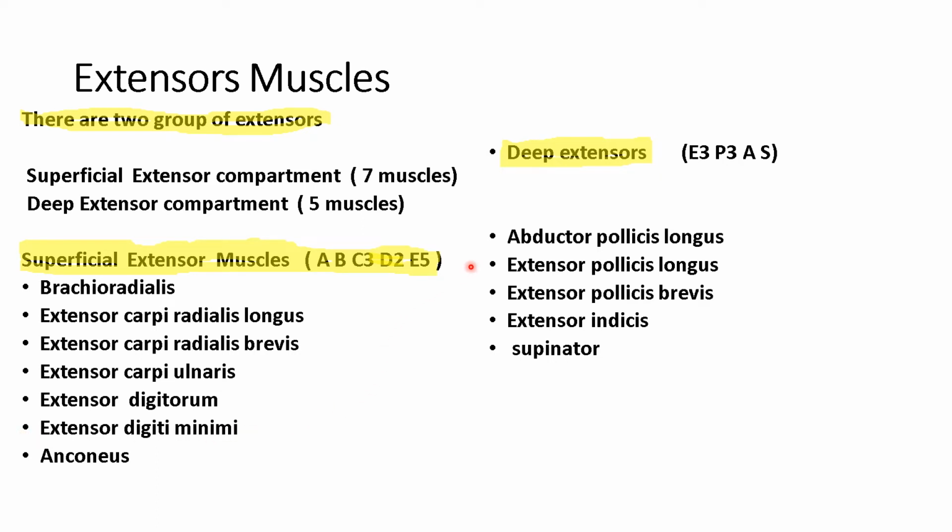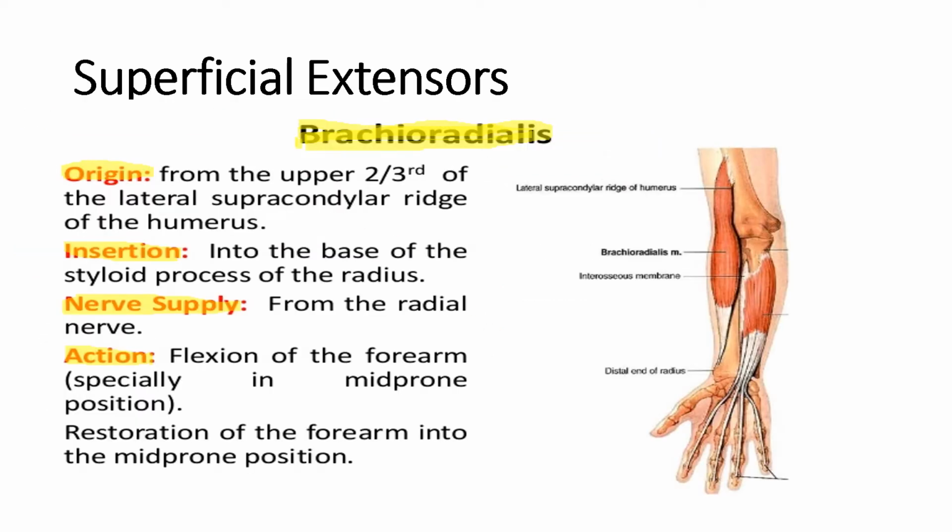And for the deep extensor muscles, we can remember them from the mnemonic E3P3AS. A is abductor pollicis longus, E3 means 3 extensors, P3 means 3 pollicis, A is abductor and S is supinator. So there are 5 muscles in the deep extensor compartment: supinator, abductor pollicis longus, extensor pollicis longus, extensor pollicis brevis, and extensor indicis. So in the superficial extensor muscles, number 1 muscle is brachioradialis.